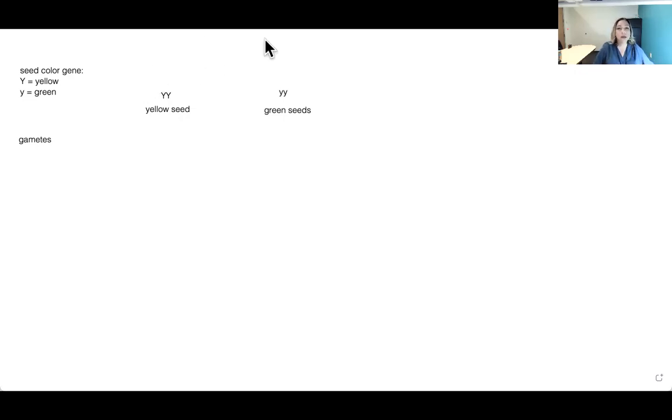In the yellow seed individual, one of the gametes would be big Y and the other gamete would be big Y, right? They're being separated, but they're the same allele. They're both big Y, which means we'll just say the yellow seeded plant is donating the eggs. So every egg produced by this plant will have big Y. There's no other option. The gametes from big Y big Y would be big Y or big Y.